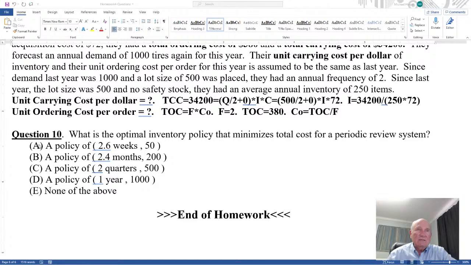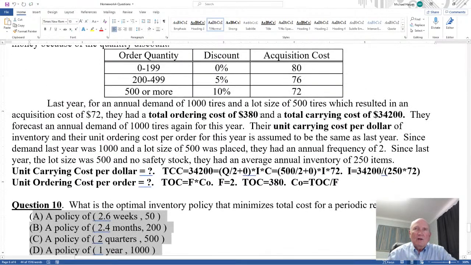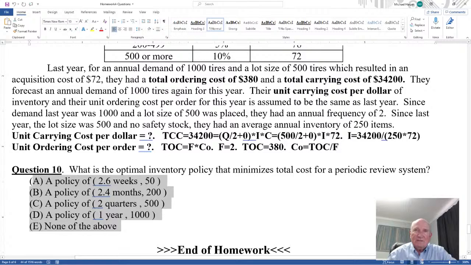And it's one of these. Notice the answer here: inventory period in weeks, months, quarters, or years, or none of the above. And so which one of these is correct? Okay, so it's a periodic review system, its inventory period, comma, lot size. Well, that's how you set this up.